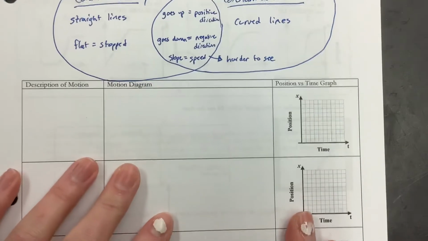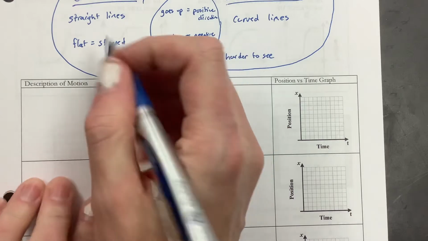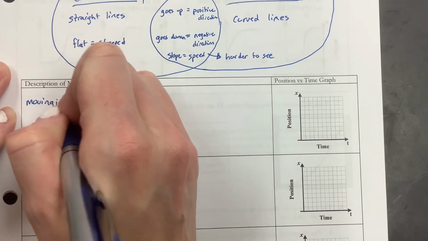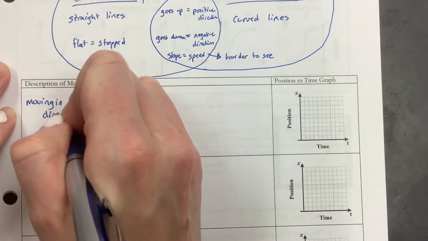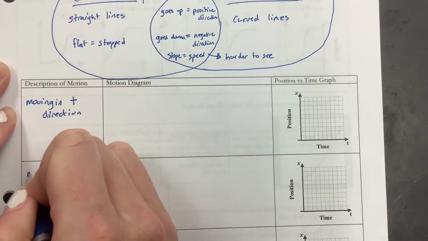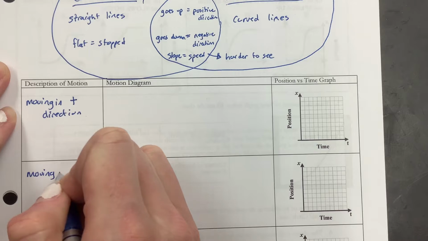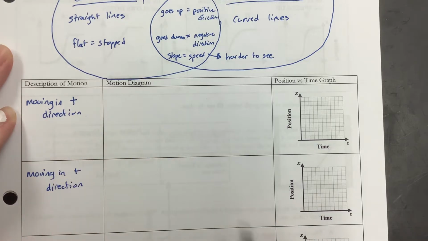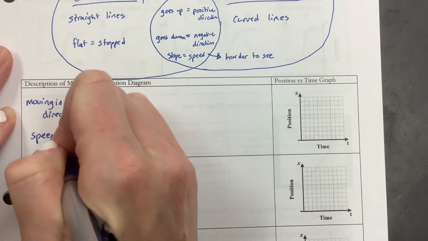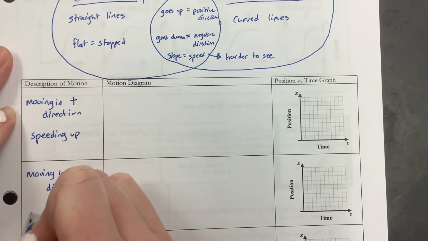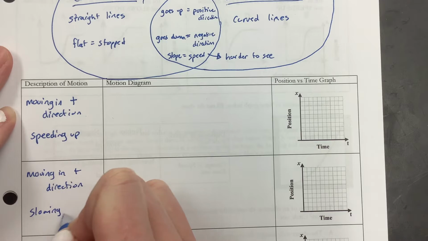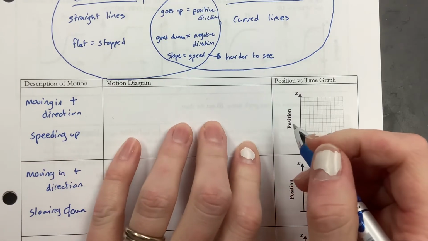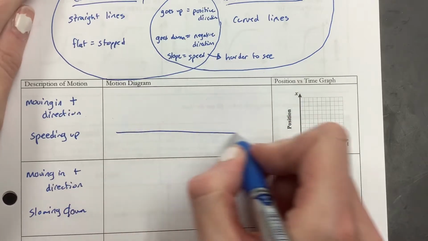So let's talk about all the different accelerated motions. We could be moving in the positive direction. In fact, there are two things that we could be doing in the positive direction, so I'll put both of those in here. We could be speeding up, and we could be slowing down. And to review, we've got some motion diagrams here. So I'm going to draw a motion diagram to begin with.